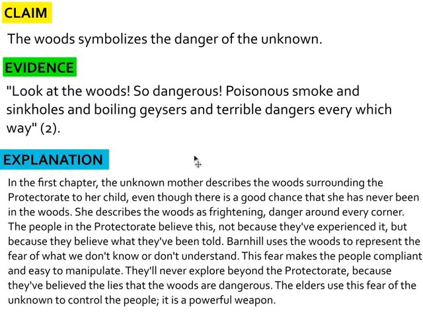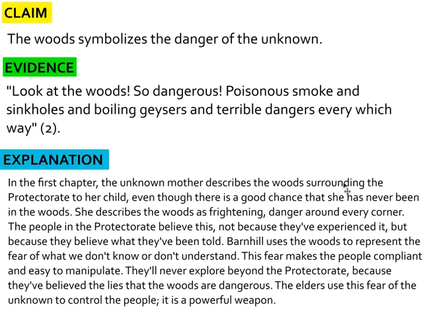So I'm going to start by explaining my thinking and how I came to this conclusion. In the first chapter, the unknown mother describes the woods surrounding the protectorate to her child, even though there's a good chance she has never been in the woods. She describes the woods as frightening, danger around every corner. So I'm just describing my evidence and why I think it represents or symbolizes this danger or this fear of the unknown. The danger of the unknown.